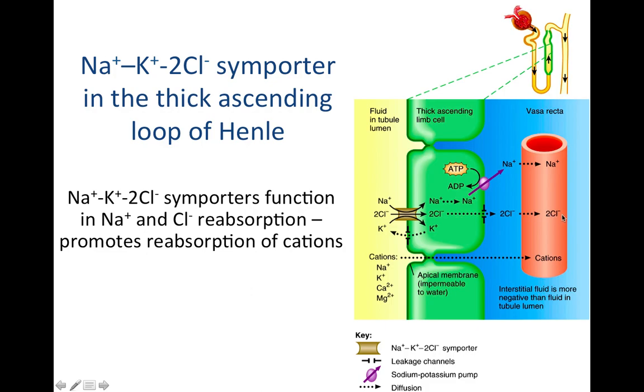So when we look at what's in the vasa recta, we have 2 negatively charged ions, 2-chloride, and only 1 sodium ion, which is positively charged. So you're moving more negatively charged ions than positively charged ions into the blood. This is going to attract other cations, other positively charged ions, which will help balance that charge. And so while this symporter strictly just moves sodium, chloride, and potassium, you're also going to end up reabsorbing other cations, additional sodium, additional potassium, calcium, and magnesium, which will be moved through the paracellular route into the blood.